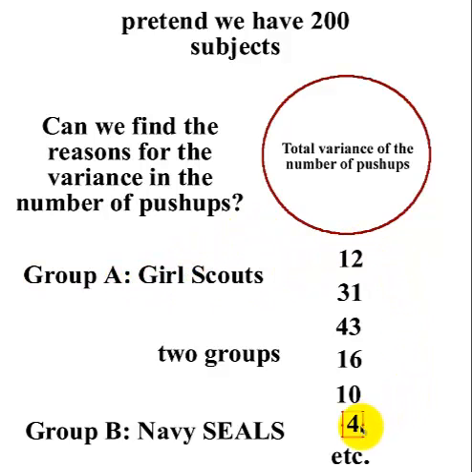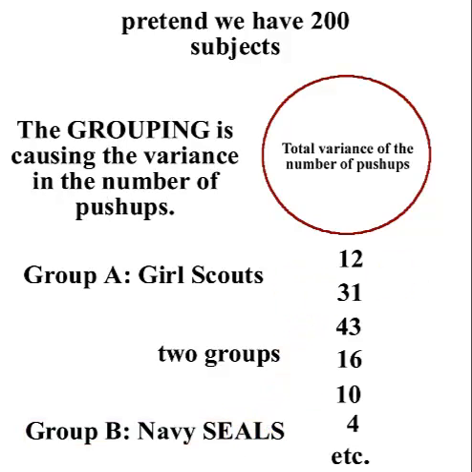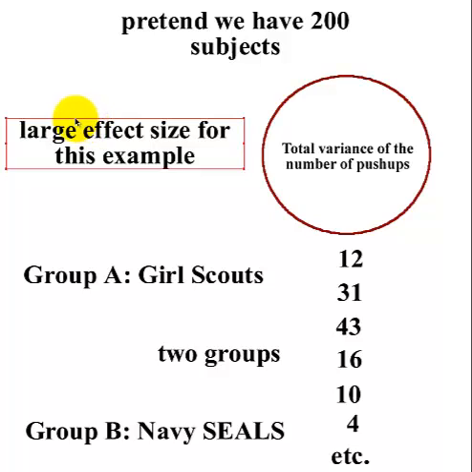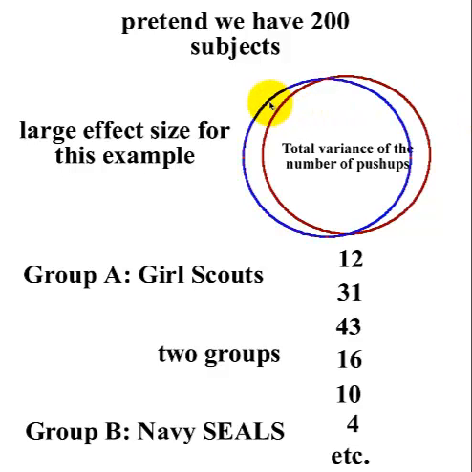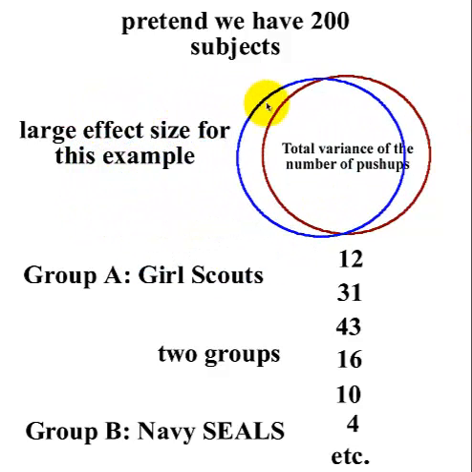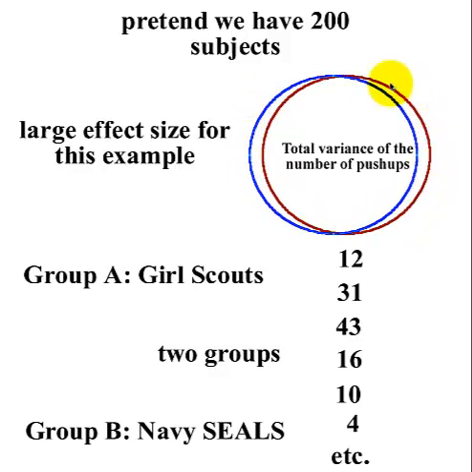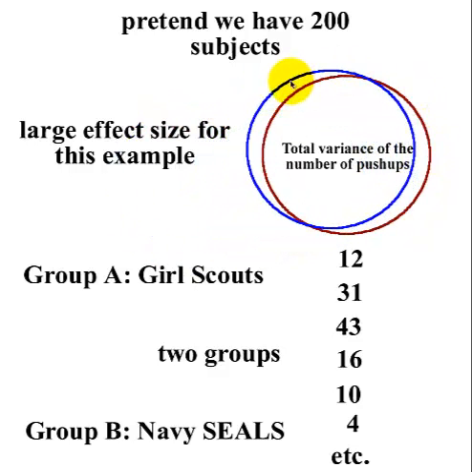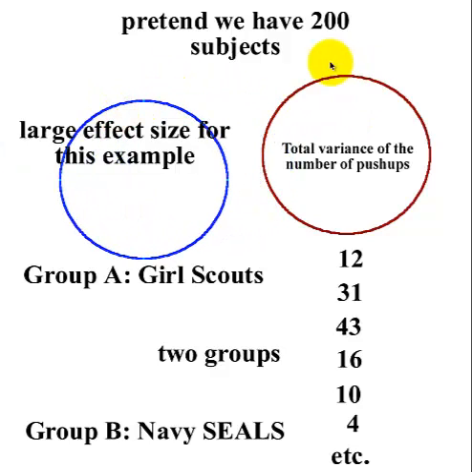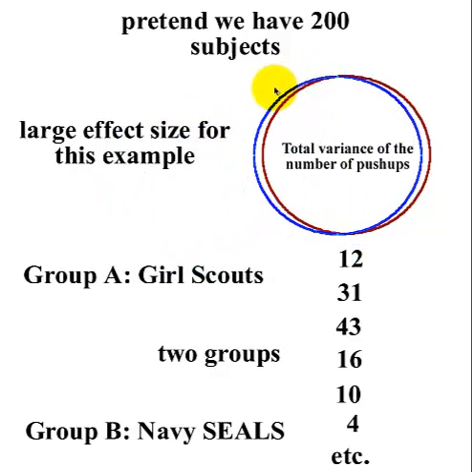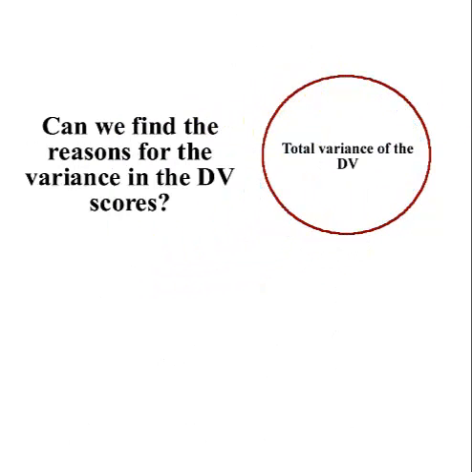That would explain the low numbers. The Girl Scouts would be getting the low numbers. The Navy SEALs would be getting the high numbers. So with something like that, it's grouping that's causing the variance in the number of push-ups. For this example, you would have a huge effect size, a very large effect size. In other words, the grouping can explain most of the variance in the number of push-ups that these guys can do. That's what this circle means. If the red circle was the total variance, the grouping factor can explain most of it, right? Large effect size. So now let's go look at your stuff.